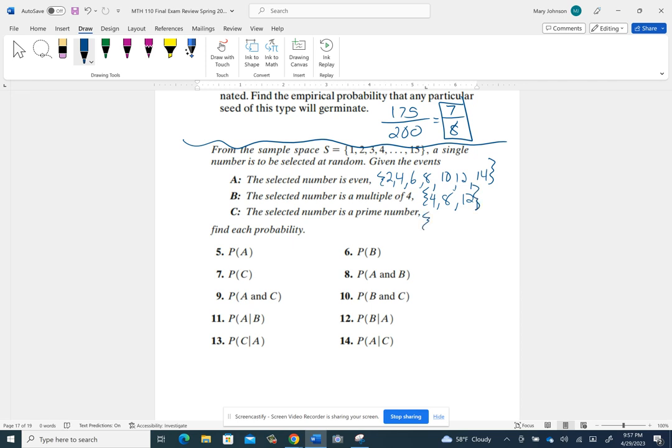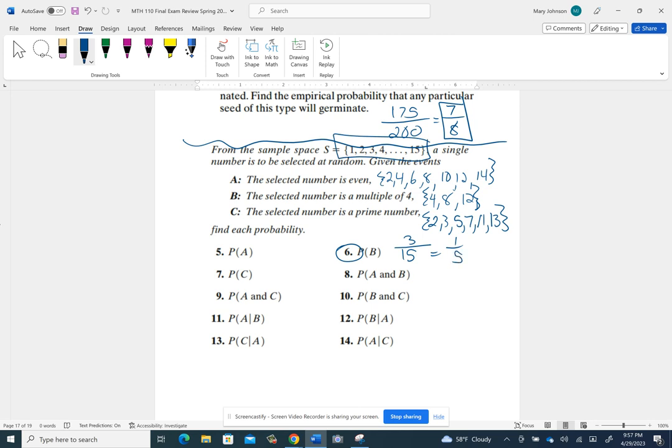Prime numbers: 1 is neither, 2 is prime, 3 is prime, 5, 7, 9 is not because it's divisible by 3, 11 is prime, and 13 is prime. 15's not, because it's divisible by 3 or 5. Okay, so those are the sets representing each of those events. Okay, so I'm going to do the even ones. The probability of being in set B would be 3 out of those 15 numbers. The 15 numbers comes from here, so that would be 1/5.